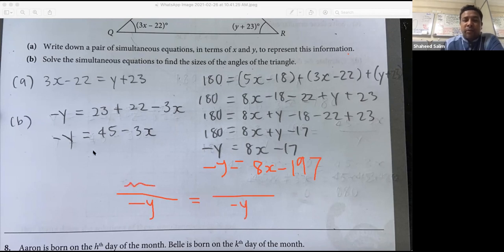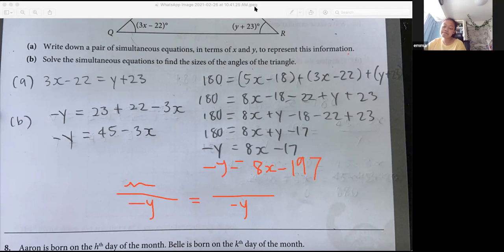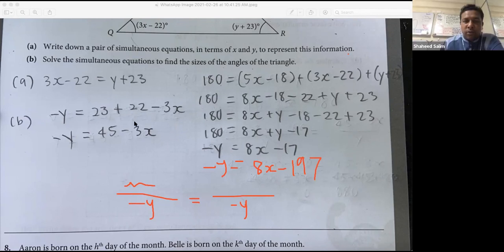You just need to, this one is minus y. Minus y equals this thing here. Minus y equals this thing. That means these two must be equal. So you can just put it down here like this. You just do like that.